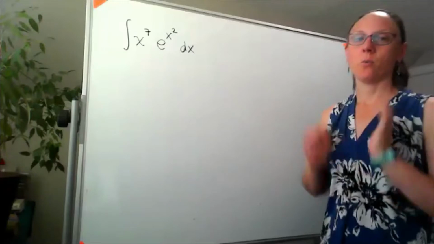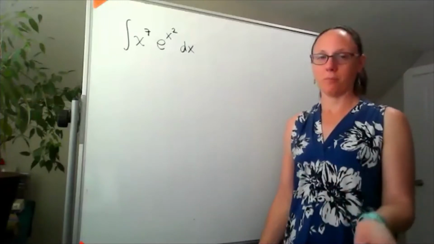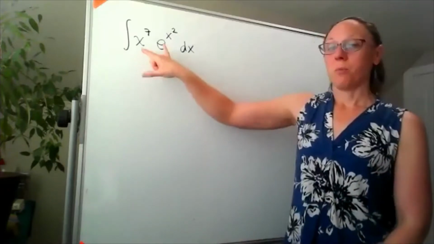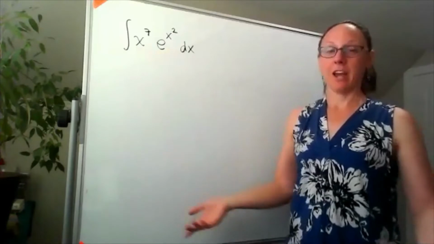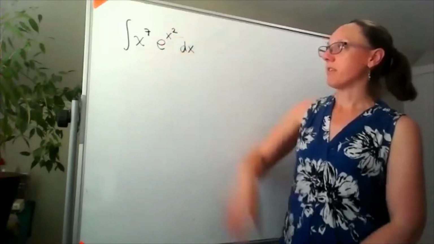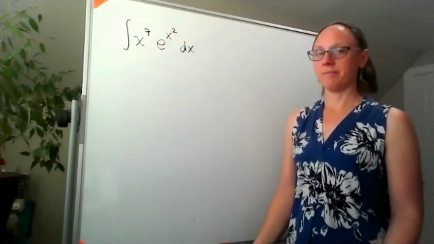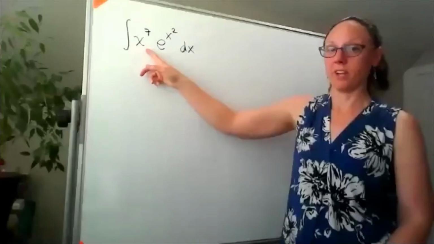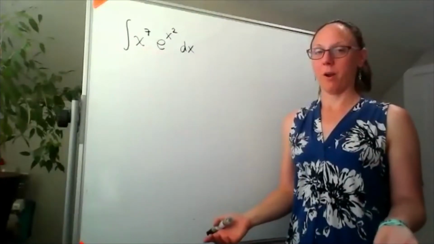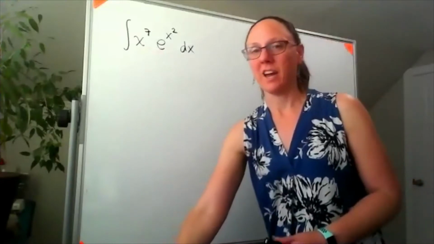Okay, when I walk up to this integral, I'm asking myself, is it algebra, trig, or a mixture of stuff? Well, this is a mixture, so my first instinct is to check for a u substitution. Well, the derivative of x squared is 2x, and I have a bunch of x's over there. It's not entirely going to get rid of my problem, but it is probably a good start.